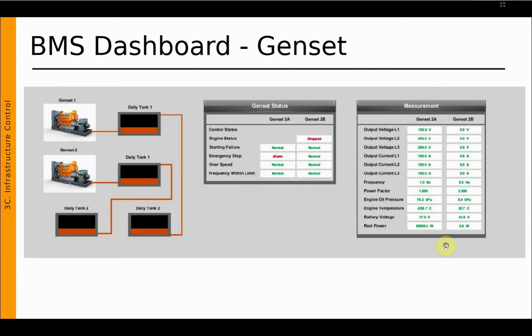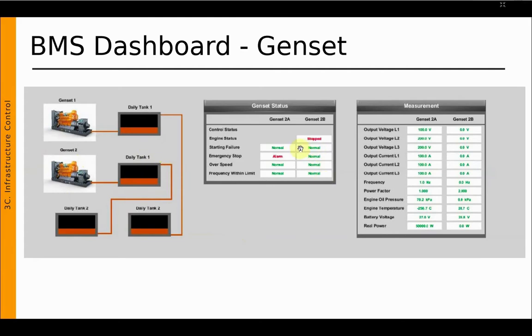This is a dashboard for a genset. In a commercial building, usually the building management system uses a redundancy genset as a backup, so when the main genset fails, the second genset can back up the operation.